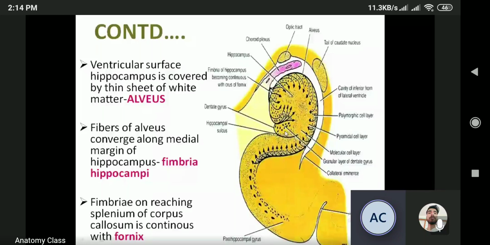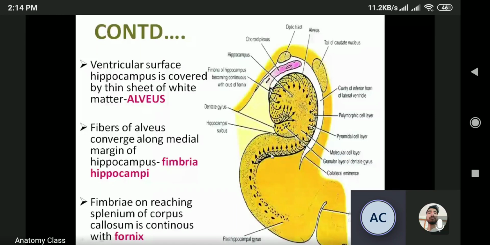Now, the ventricular surface of the hippocampus is covered by a thin sheet of white matter known as the alveus. Okay, the ventricular surface of the hippocampus is covered by a thin sheet of white matter, which is mainly derived from the pyramidal cells. Can you see these pyramidal cells? It is mainly derived from the pyramidal cells of the hippocampus.